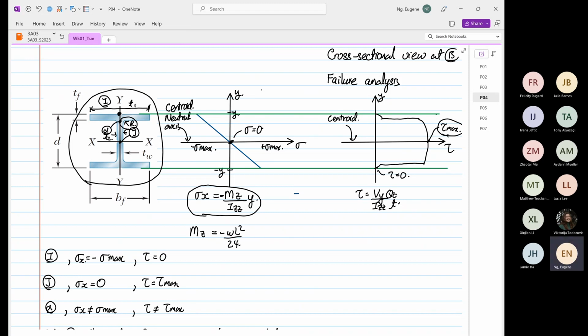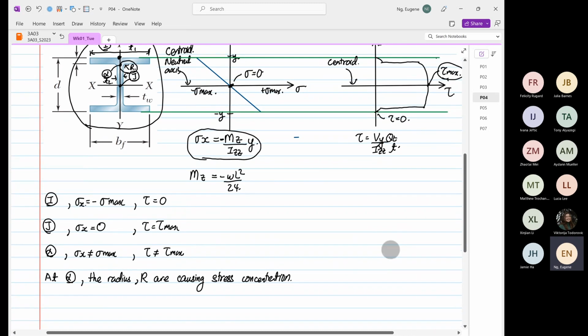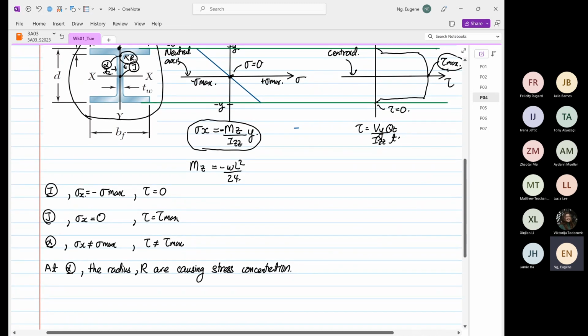For this course, we will not determine how this radius will magnify the stress. That will be taught in the next course that you take after this, which is 303. In this course I'll teach you how to analyze the stresses only. So we are going to determine the stresses at point alpha now.